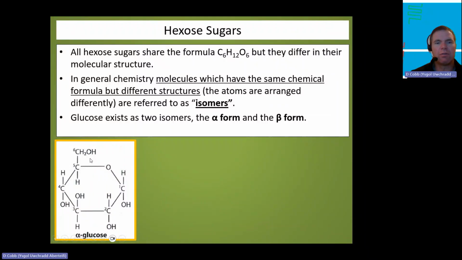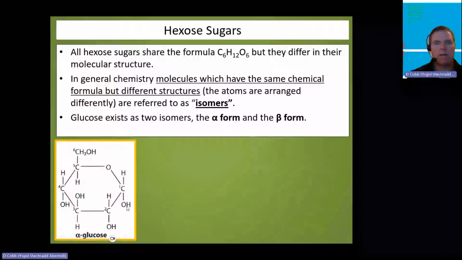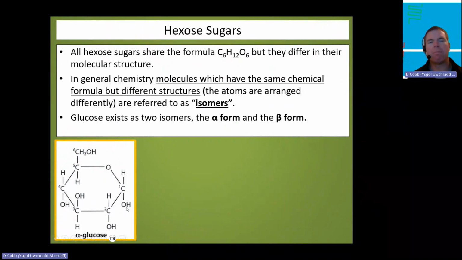How do you tell it's alpha glucose? Well, the key here is to look at the OH groups that appear on this bottom rung of carbons. Look at the orientation of them. This first one on the left is pointing down, the next one is pointing up, the next one is pointing down, and the next one is pointing down. So the way I remember this, I read from left to right, and I see down, up, down, down. That is my way of identifying whether it's alpha glucose or not.